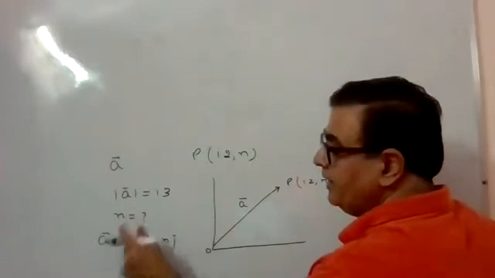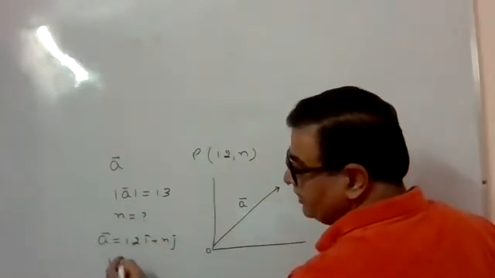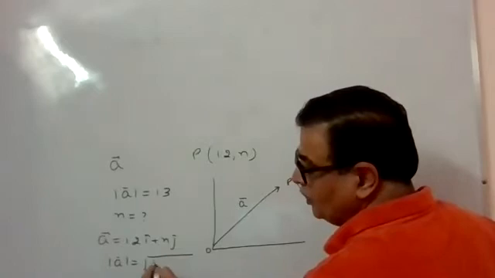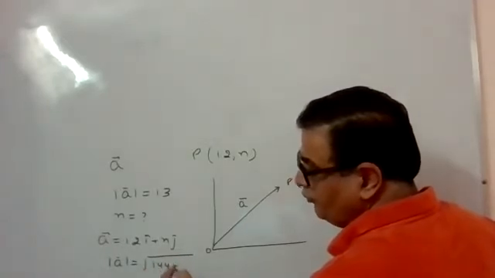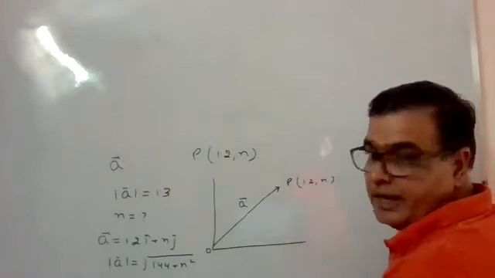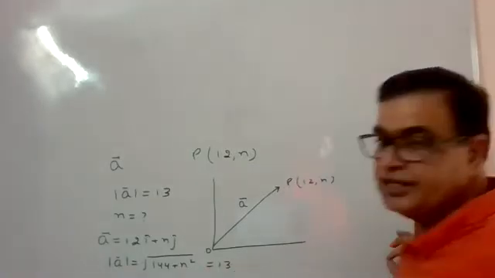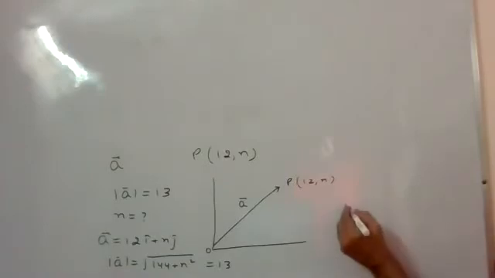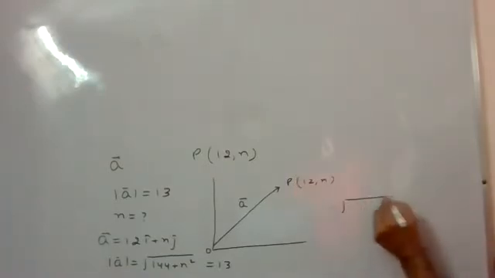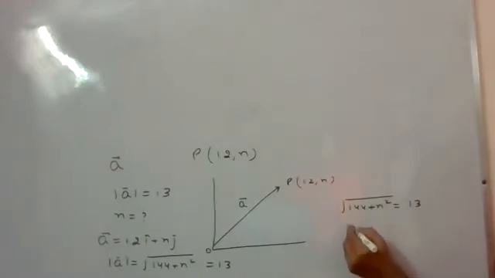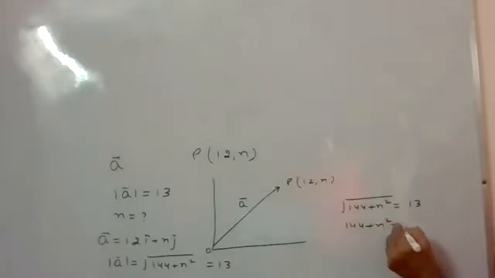And the second thing given is that modulus of A is 13. So what will modulus A come to? Under root of 12 square, that is 144, plus n square. And this modulus is simply given as 13. Now when you solve it, what will it come to? It will be root of 144 plus n square is 13. Or I should say 144 plus n square is 169. And then n square comes out to be 25. So n is coming plus or minus 5.